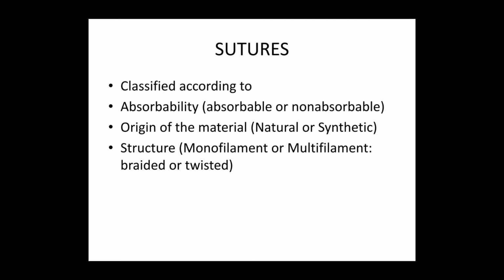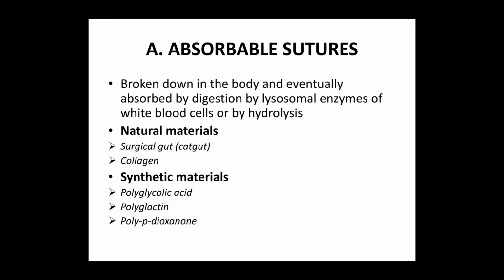Sutures are classified according to absorbability, like absorbable sutures and non-absorbable sutures; according to the origin of the material, whether it is a naturally occurring suture material or a synthetically prepared suture material; and depending upon the structure, whether it is a monofilament or a multifilament. Multifilament can again be a braided one or a twisted one. So I'll be dealing with all the suture materials individually, with a few examples, which are to be used and which are not to be used in particular surgeries.